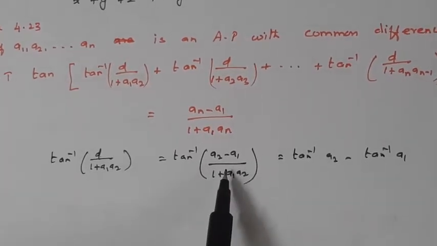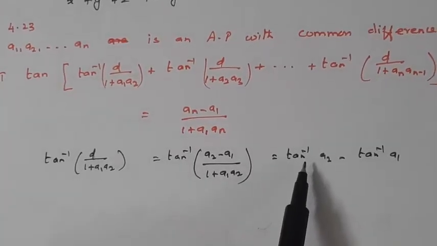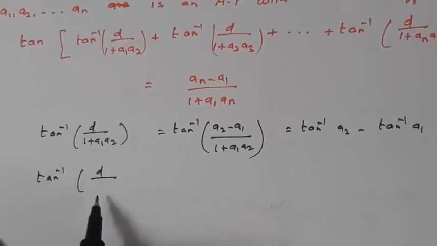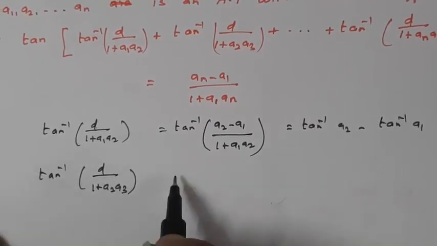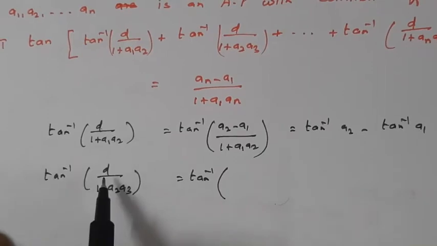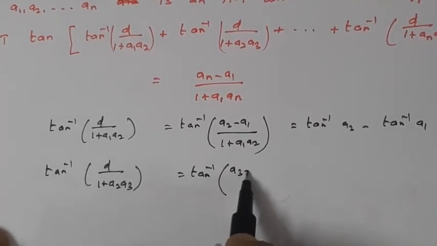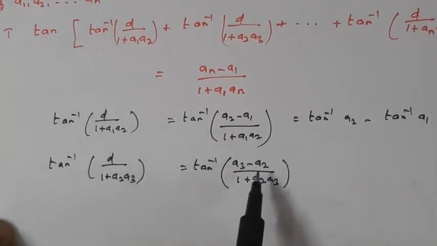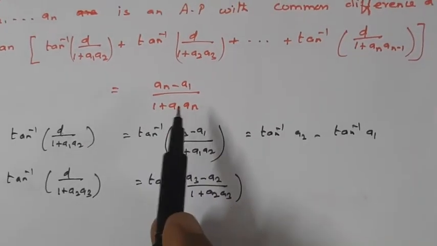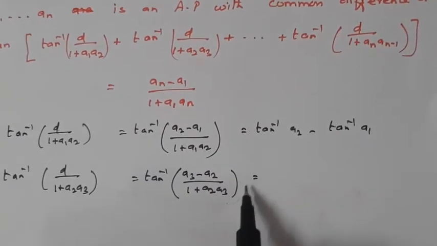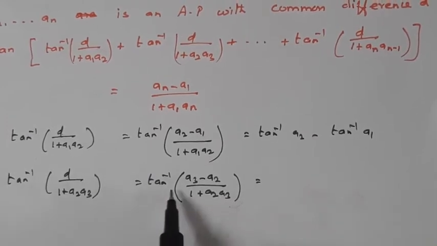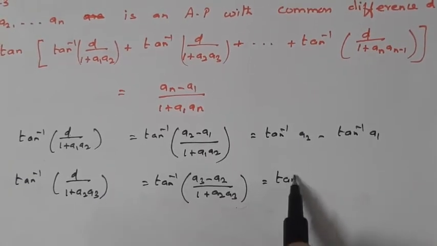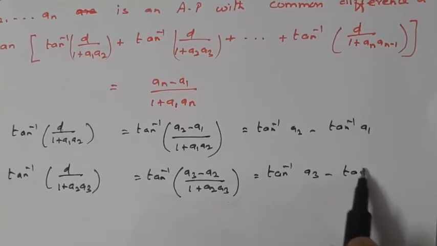We are taking the right hand side form and writing the left hand side in this case. Similarly the next term, tan inverse of d divided by 1 plus a2 a3, is equal to tan inverse of, in this case d can be expressed as a3 minus a2, as the denominator involves a2 and a3. So, a2 minus a1, a3 minus a2 all are equal to d in the case of an arithmetic progression. We use this as required. Now again it is of the form tan inverse of x minus y by 1 plus xy, therefore it will be equal to tan inverse of a3 minus tan inverse of a2.